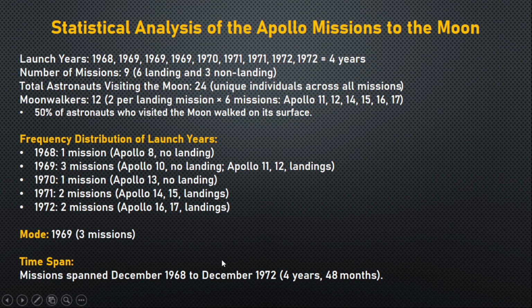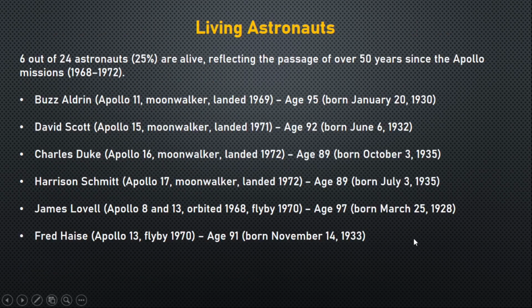In terms of the time span, like I said before, the missions spanned 4 years, starting from December 1968 to December 1972, which is 48 months, depending on how you want to calculate it. Now, out of the 24 astronauts, only 6 are alive today.